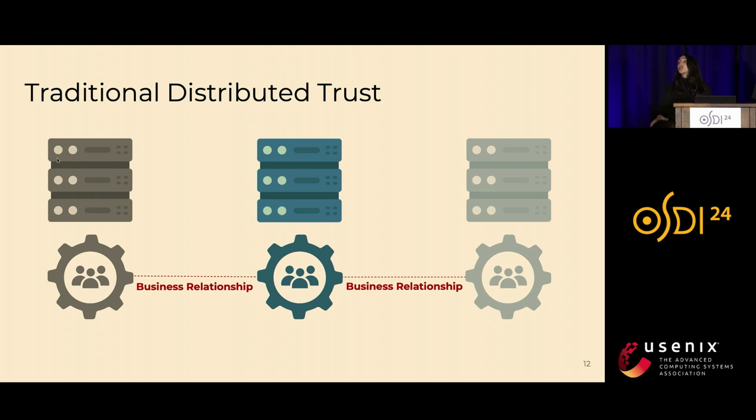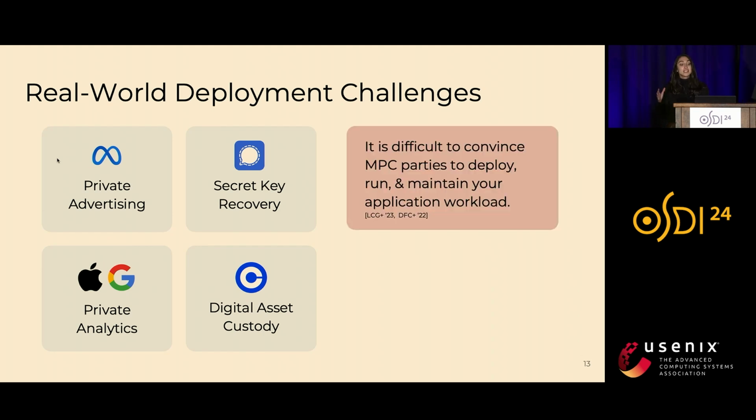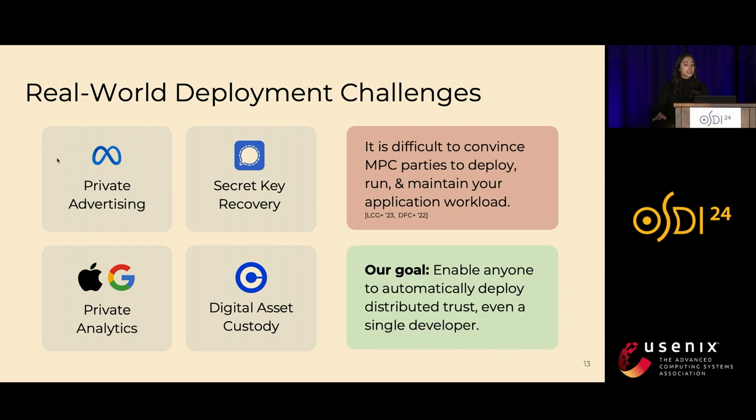Unfortunately, many large-scale institutions have struggled with traditional distributed trust. Whether it's Meta's private advertising, Signal's secret key recovery, Google and Apple's private analytics, or Coinbase's digital asset custody, these institutions have reported that it is difficult to convince other MPC parties to deploy, run, and maintain your application's workload. So imagine how hard this is for your everyday application developer. So our goal in this work was to enable anyone to automatically deploy distributed trust, even just a single application developer.